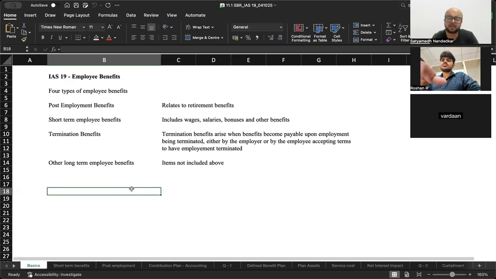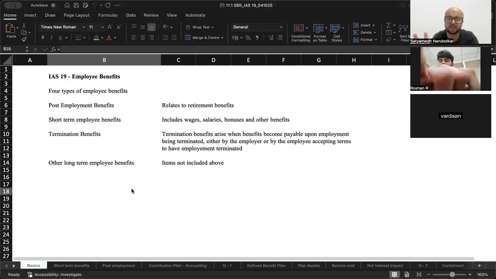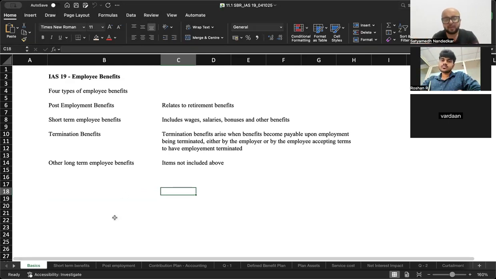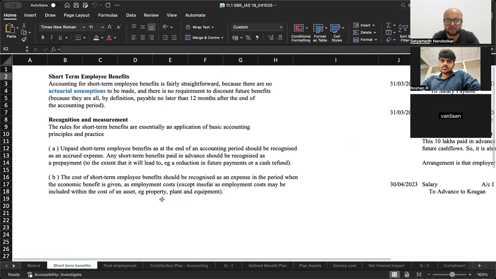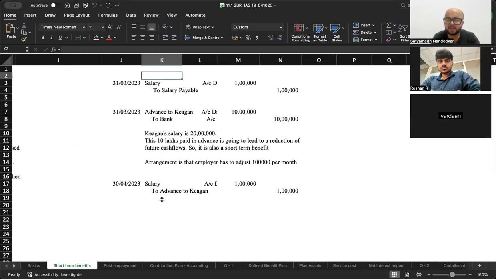Some companies might say that whatever is the accumulated balance at the end of the year, we'll multiply that with a certain number and you will get that amount. So that is leave encashment in the current year as we know it, and that could then become a short-term benefit. So leave encashment depends upon what the terms related to that are. Now, short-term benefits, as I told you, are one of the easier entries: salary payable to bank. If you have given an advance to an employee and you are going to adjust that advance against his monthly salary, so be it.